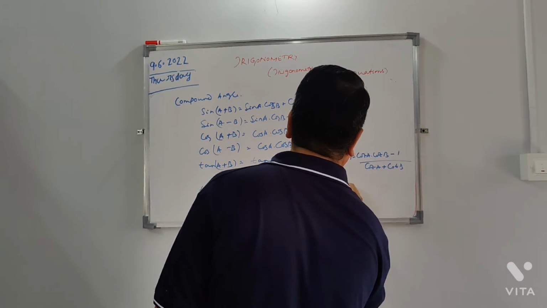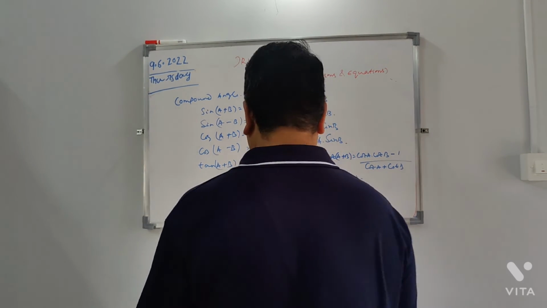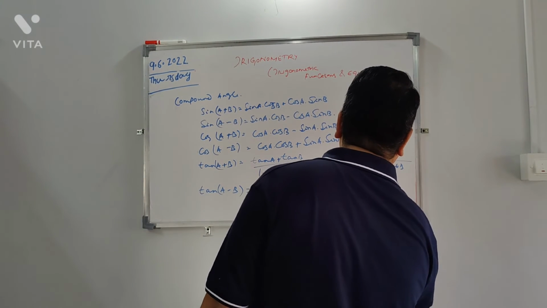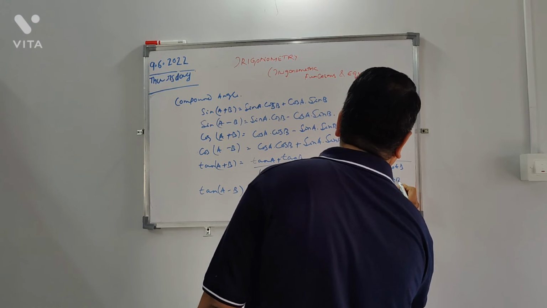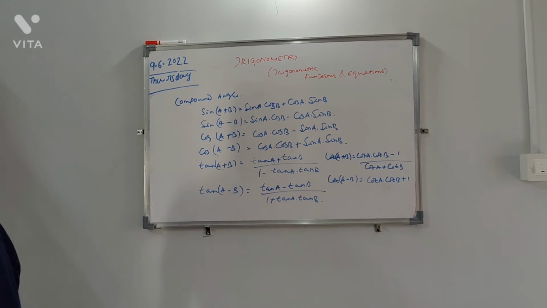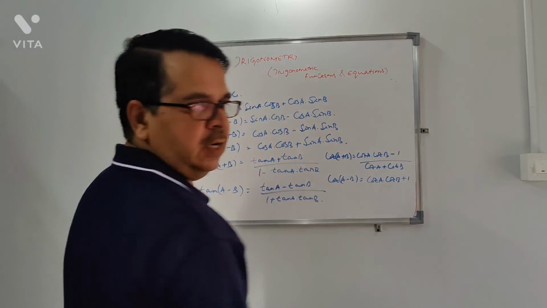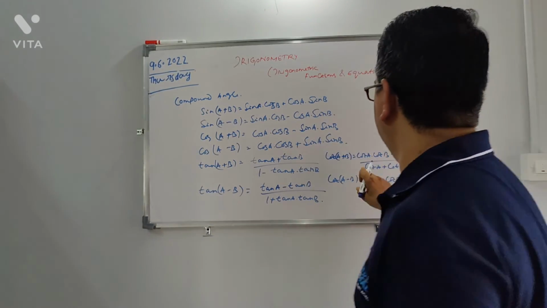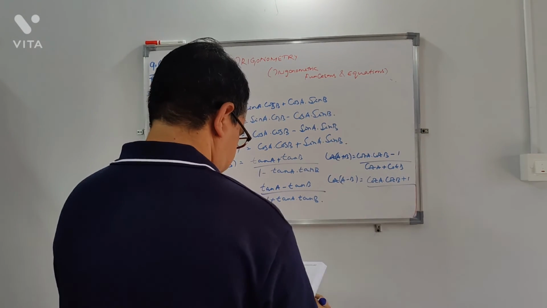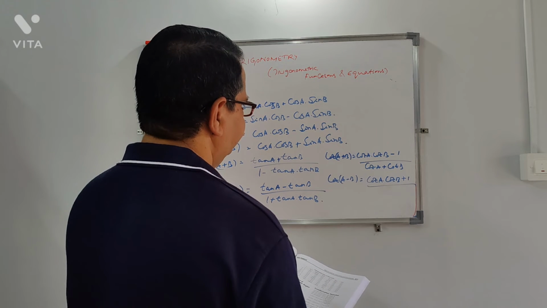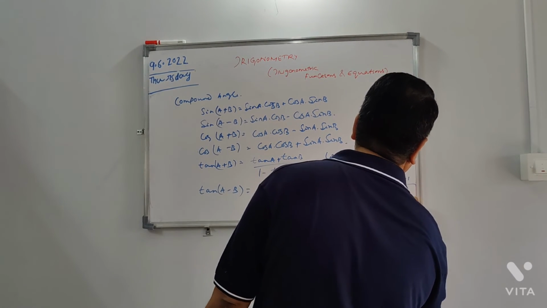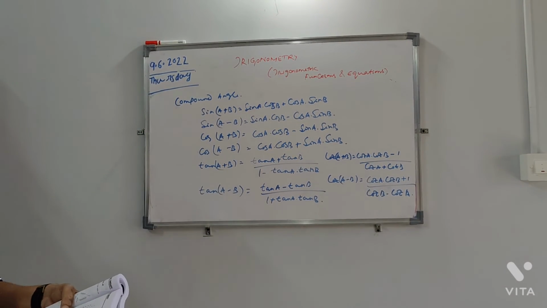Then cot A minus B is equal to cot A into cot B plus 1, divided by cot B minus cot A. You can see in cot, for A plus B the numerator is minus, but here it is plus, and you have to remember that. So these are the formulas for cot A minus B.